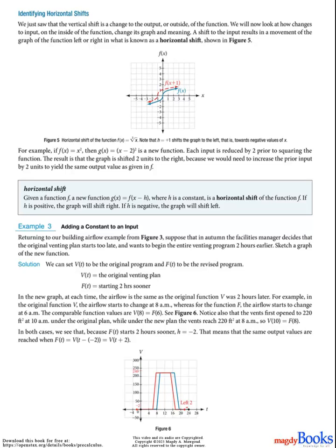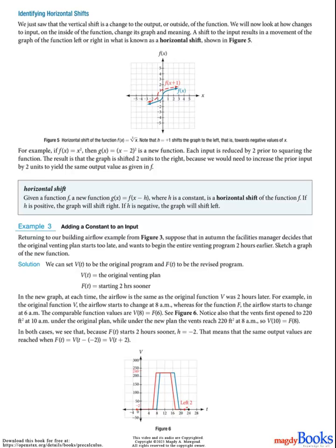For example, if f of x equals x squared, then g of x equals (x minus 2) all squared is a new function. Each input is reduced by 2 prior to squaring the function. The result is that the graph is shifted 2 units to the right, because we would need to increase the prior input by 2 units to yield the same output value as given in f.